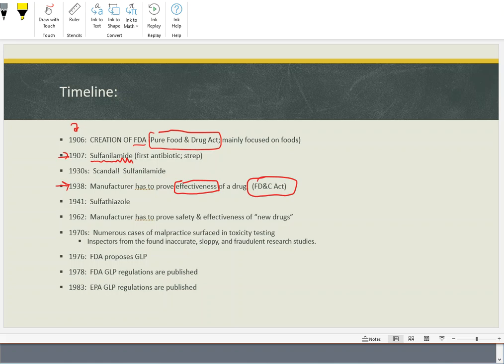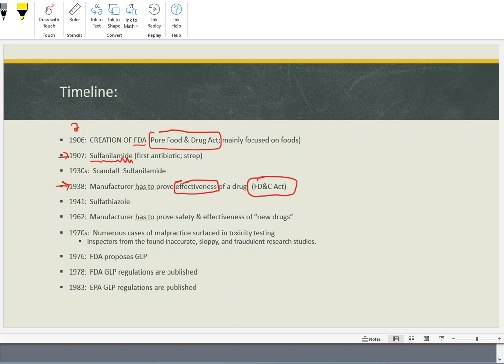So 1938 was the first stab in this process. That company has to prove the effectiveness. It is not the job of the government. It is not the job of the FDA. It is not the job of a third-party organization to prove your effectiveness. It is your job as a company to prove the effectiveness of that product when you submit that material for approval at the FDA level.